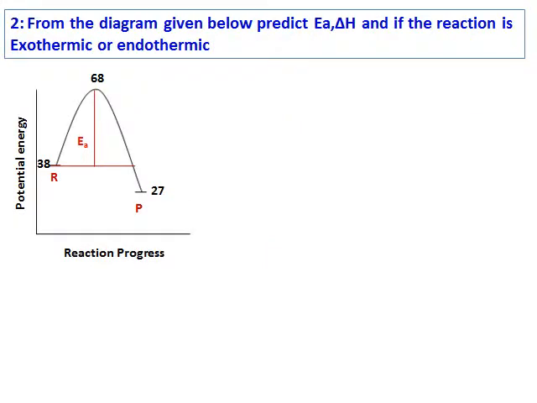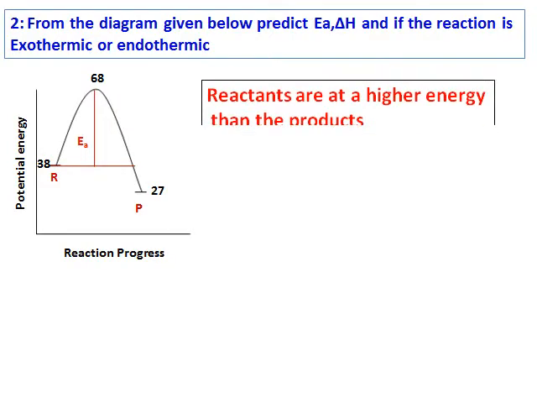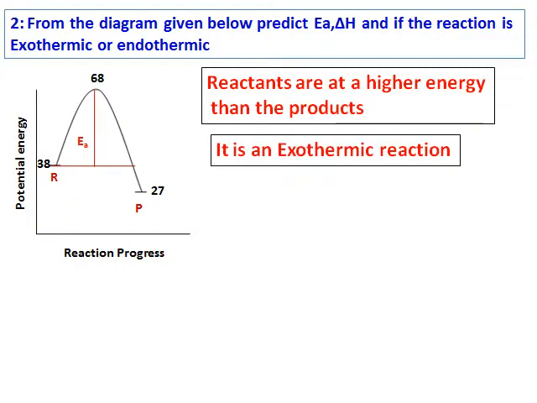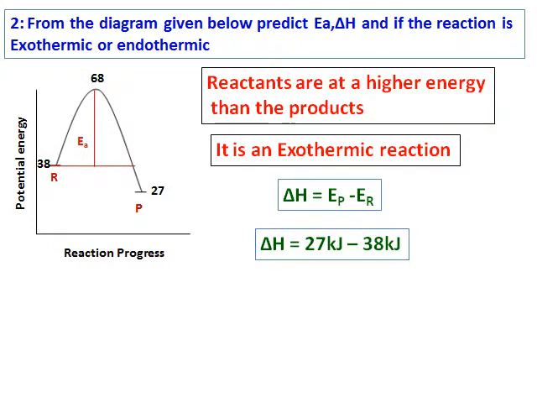From the diagram given below, predict activation energy, delta H and if the reaction is exothermic or endothermic. So first observe the diagram. You can see that the reactants are at a higher energy than the products, and such a situation leads to an exothermic reaction. And then, as always, to calculate the delta H, it is EP minus ER. So that means it is 27 minus 38, and that gives you a value of negative 11 kilojoules. So being an exothermic reaction, the value of delta H comes out as negative.